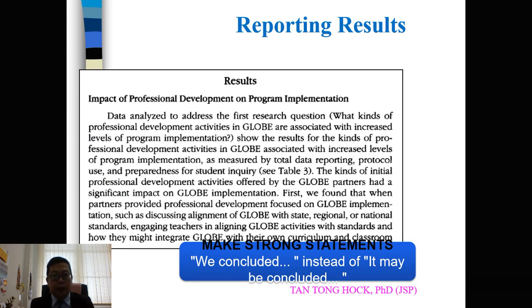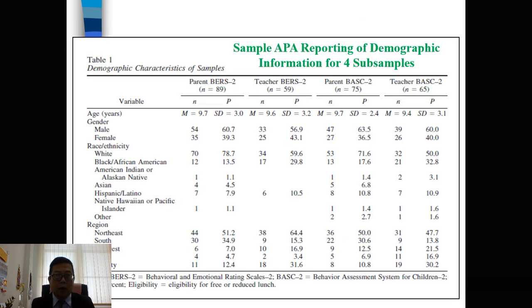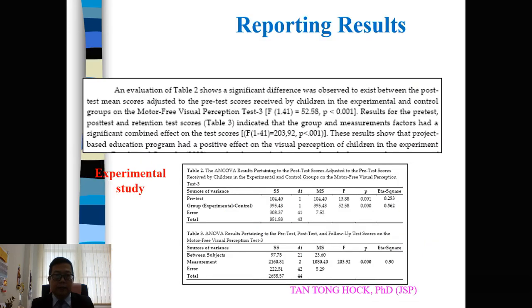So this is an example of reporting results. To make a strong statement, you have to write "we conclude" instead of "it may be concluded", so as to keep your reader convinced. So you can present the descriptive data or statistics from software like SPSS. This is all an example of reporting results in table form.